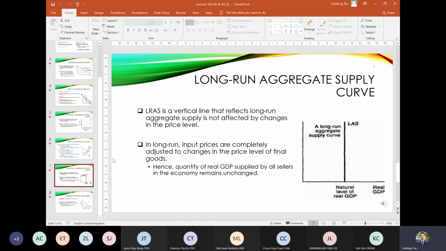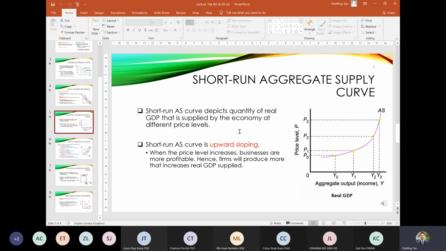But in the short run, you may have found that there is a positive relationship between the price level of the products and the GDP value in an economy.